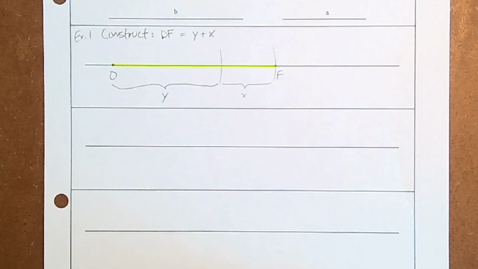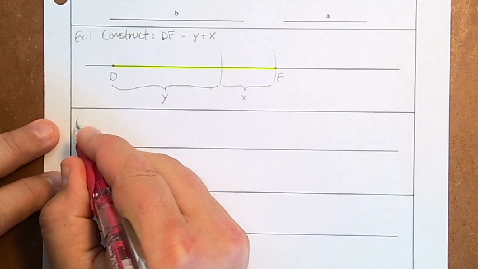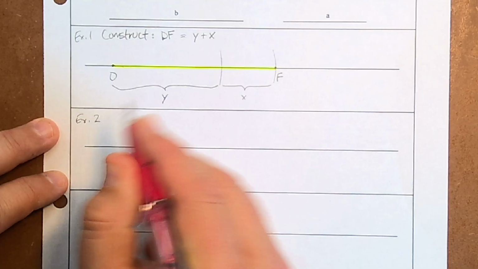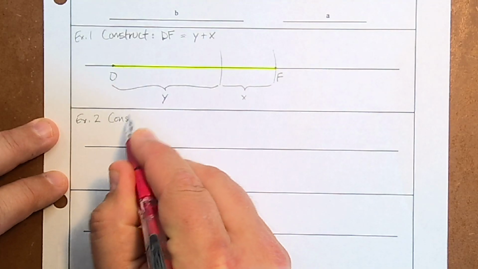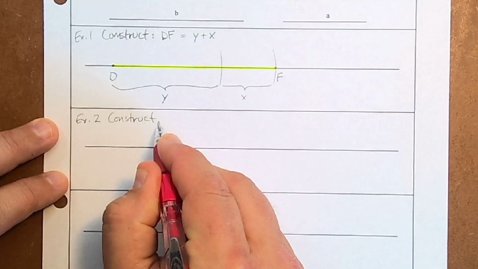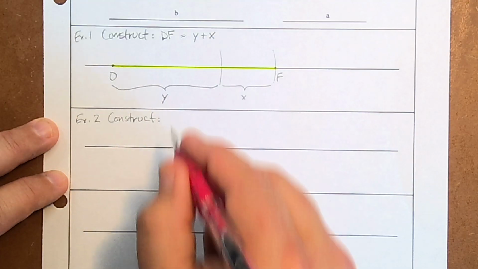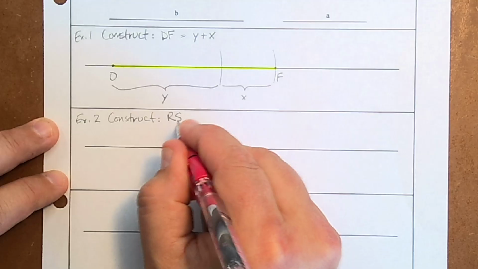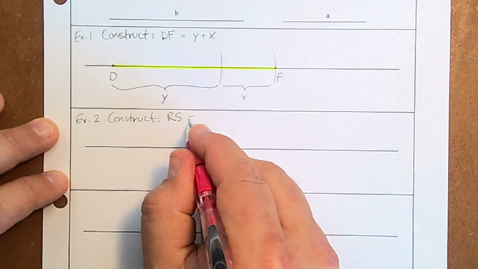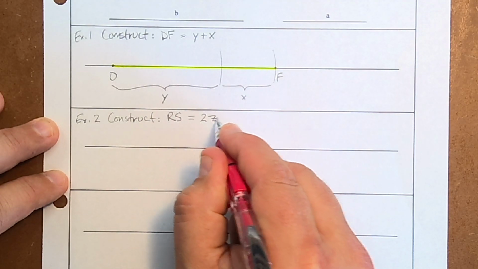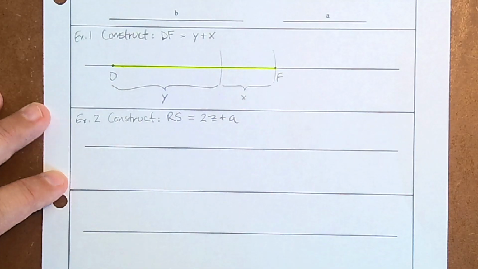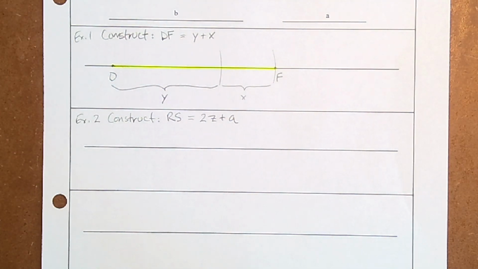All right, let's go to the next one. All right, so we're going to go to example 2. Again, we're going to construct, which means we're going to use our compass tool, our precision measuring tool. We're going to construct line segment RS, and that needs to be 2Z plus A units long.